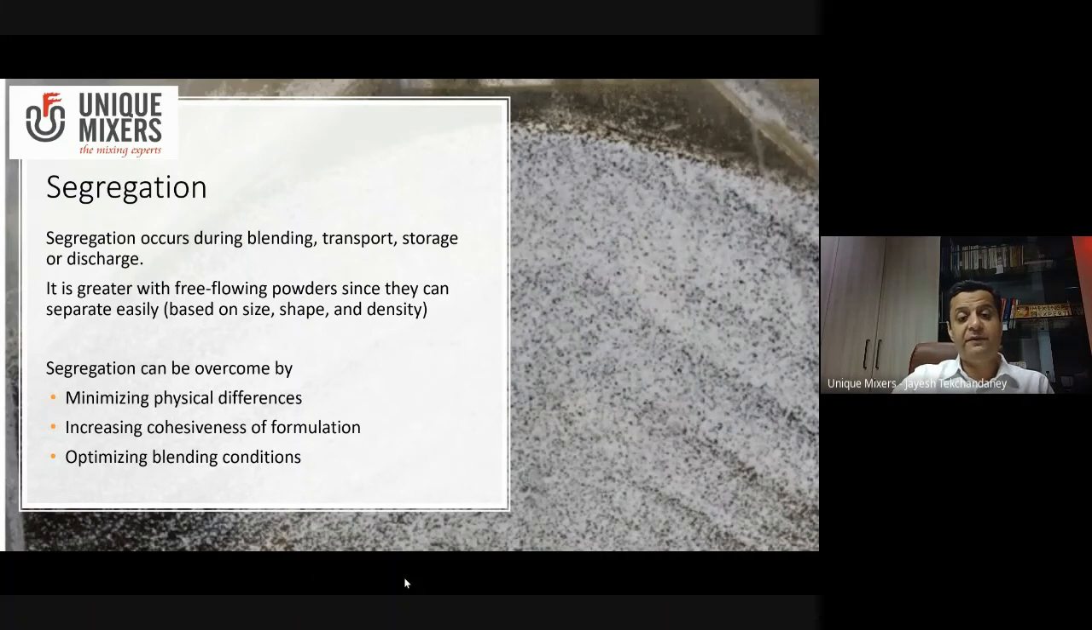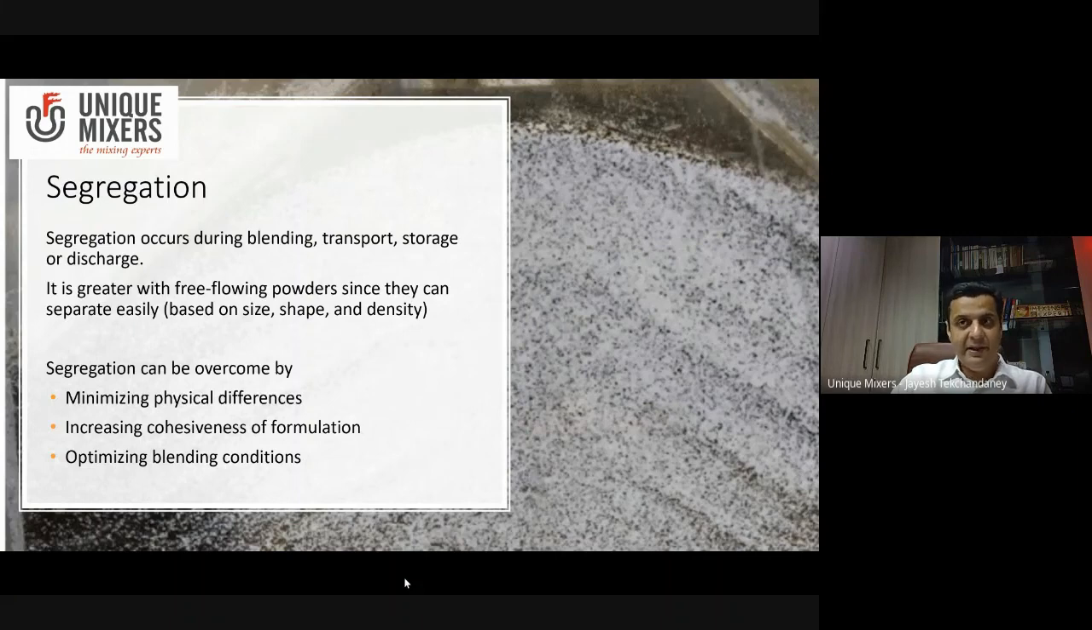Segregation happens more with the free flowing powders since they can separate easily, and the size, shape, and density matter: when you are handling materials with different particle size distribution, different shapes, and different densities, that's where you experience segregation. How do you overcome segregation? Well, minimizing the physical differences of the formulation, increasing cohesiveness. You may not be able to minimize physical differences. In that case, you need to find a way to increase cohesiveness of the formulation and optimize the blending conditions.